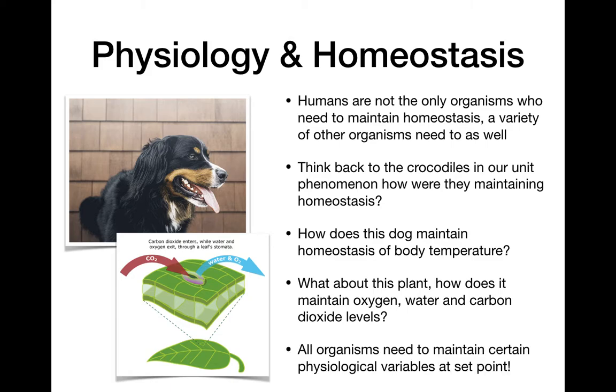So the key idea here is that every single organism needs to maintain certain physiological variables at a set point. Not every organism maintains all of them. It depends on the organism. We'll go through a bunch of different examples today, but every organism has some variables they need to maintain.